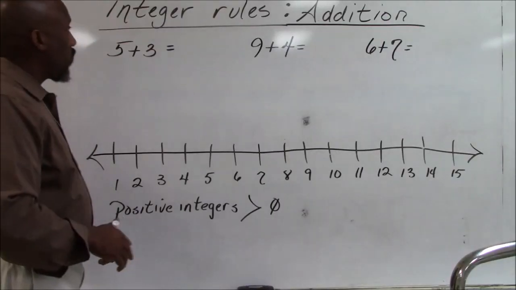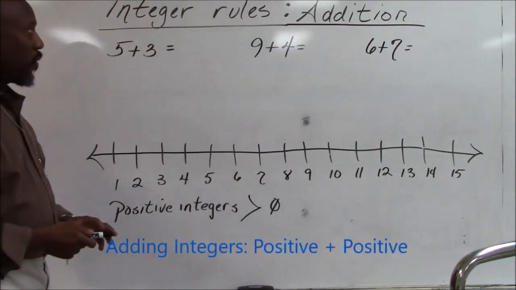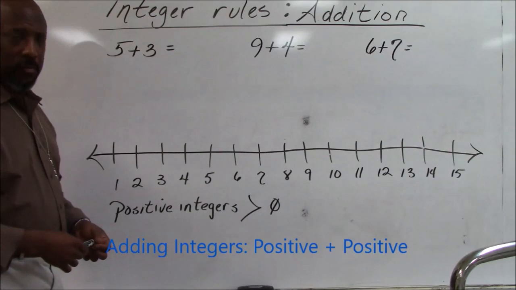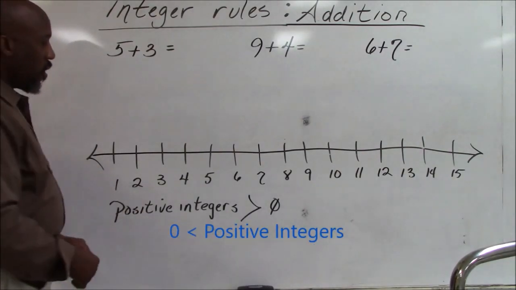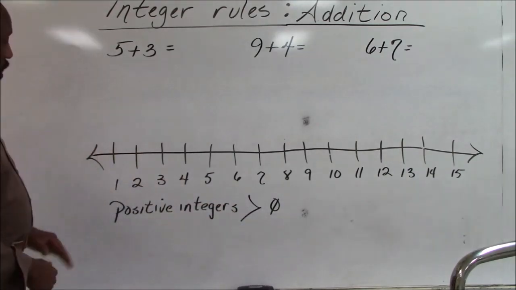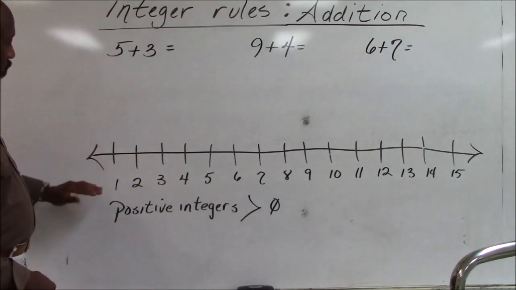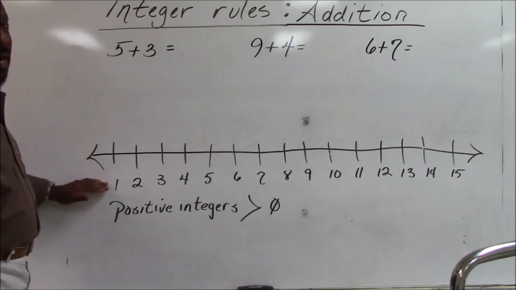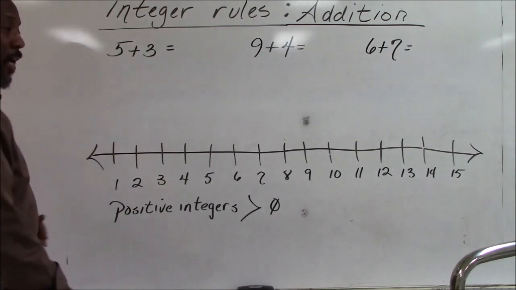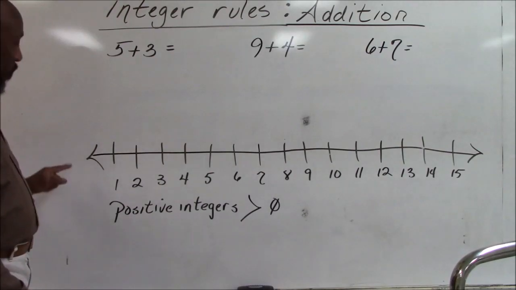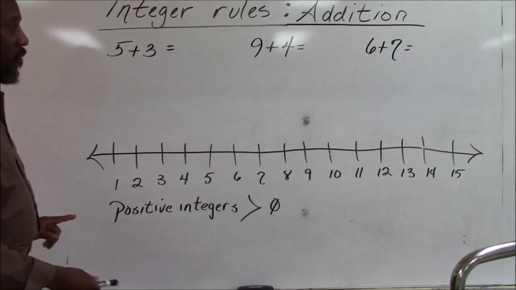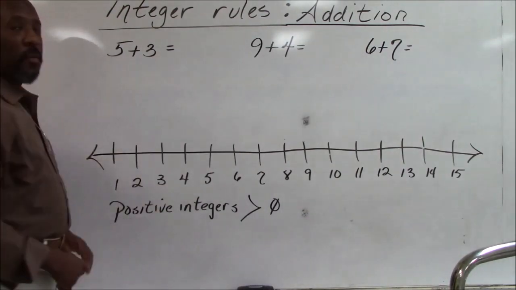All right, adding integers is something that we've been doing since about second grade, maybe first grade. Positive integers are greater than 0. So I'm showing all positive integers 1 through 15 on my number line. I have an arrow to indicate that it continues. This continues in the negative direction. The next number will be 0, and then we get into our negative integers. That continues in a positive direction.